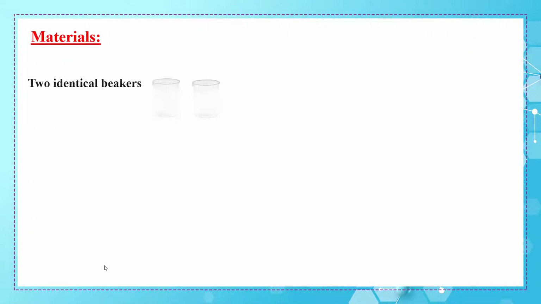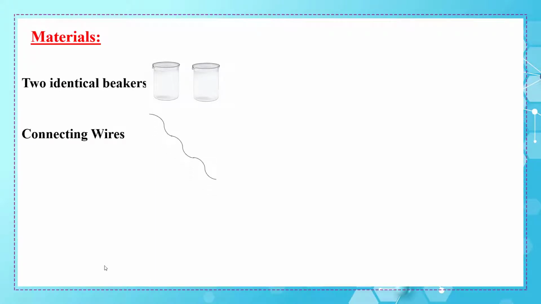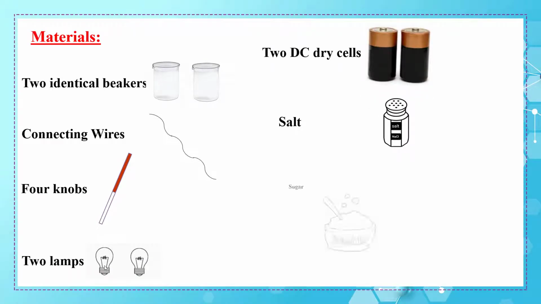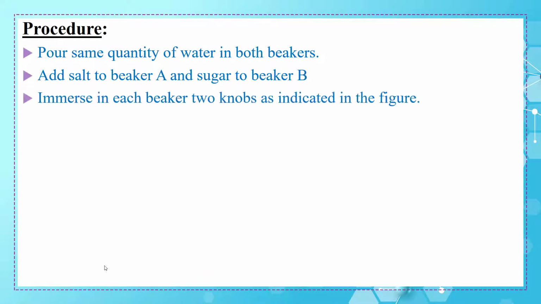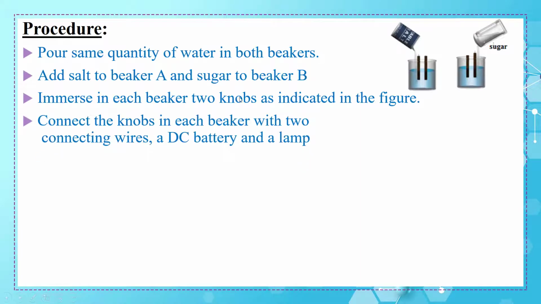What do we need as materials? We need 2 identical beakers, connecting wires, 4 knobs, 2 lamps, 2 DC dry cells, salt, sugar, and distilled water. Let us start. As a procedure, step by step. Pour the same quantity of water in both beakers. Add salt to beaker A and sugar to beaker B. Immerse in each beaker 2 knobs as indicated in the figure. So here I have the 2 beakers with 2 knobs each, here I have the salt, NaCl, and here I have added the sugar. Connect the knobs in each beaker with 2 connecting wires, a DC battery, and a lamp, as you see in the figure.